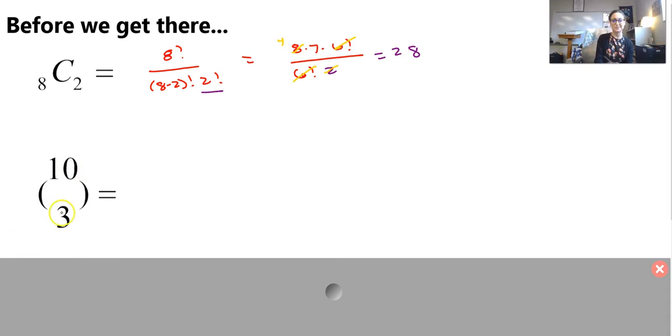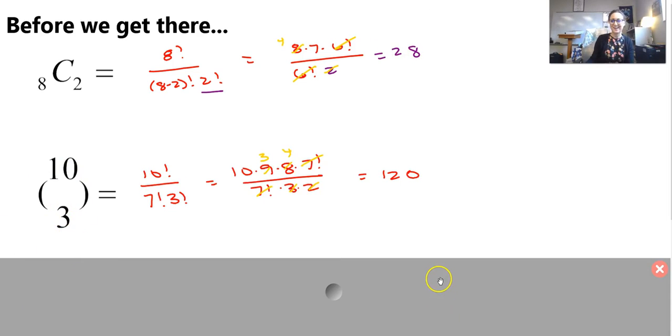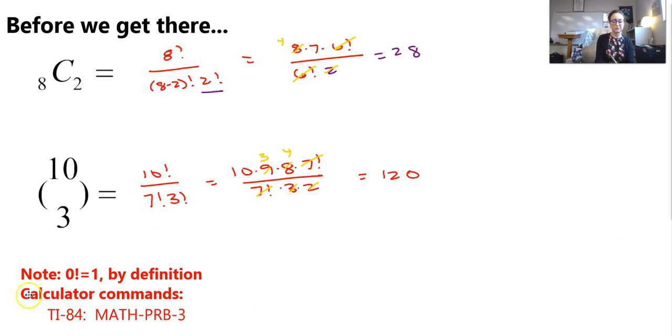Force pause on the screen, try the next one on your own. This is 10 choose 3. All right, we should have gotten 120. If you did not get that, you can pause the screen and correct. Some notes I want you to be mindful of. 0 factorial is 1 by definition, okay? So will you write that in your notes, please? 0 factorial equals 1. And do remember that we can do this on the 84 using the probability submenu under math.